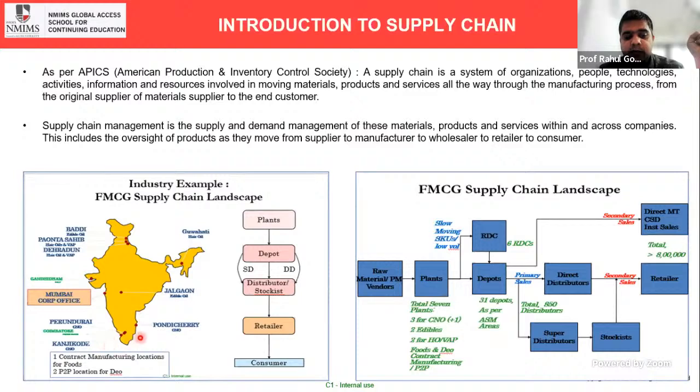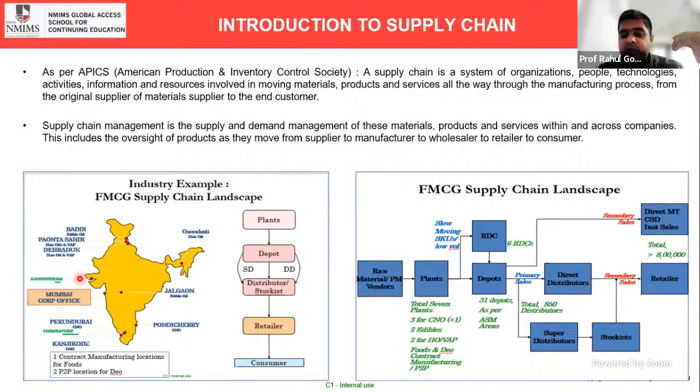Then there are a few plants in the southern part of India, which is Pondicherry, Perundurai, Kanjikot, wherein they are manufacturing hair oil. Then they have a few plants in the north, wherein in Baddi in Himachal Pradesh they are manufacturing edible oil. Then they have Paonta Sahib and Dehradun, wherein they are manufacturing hair oil and value added products. And then they have one plant in Gujarat wherein they're manufacturing salt. So you can see that this organization is into manufacturing of a variety of products.